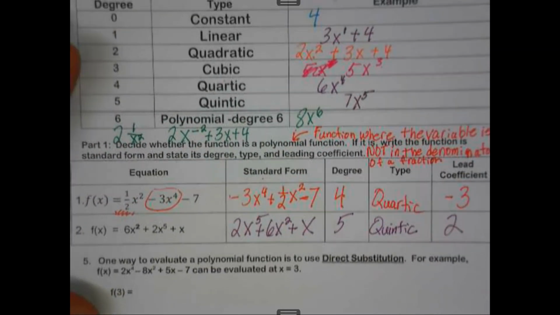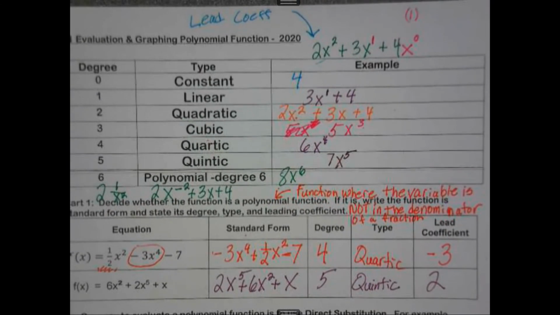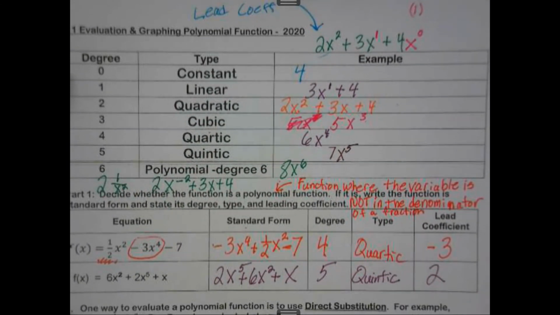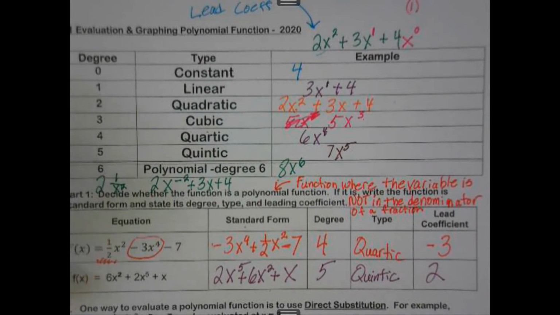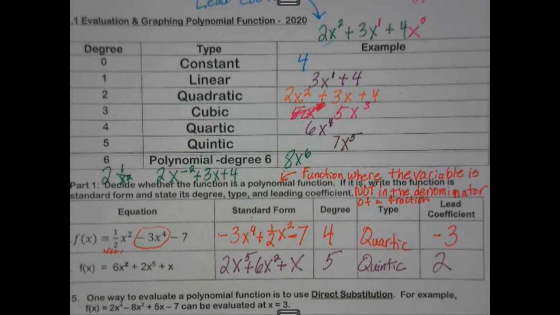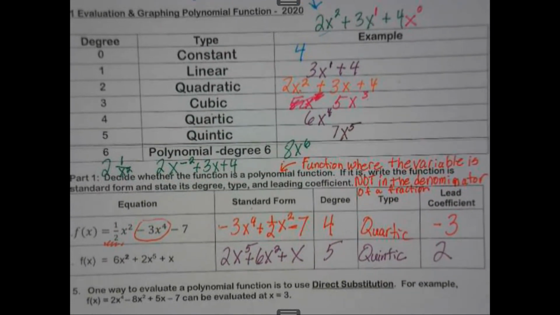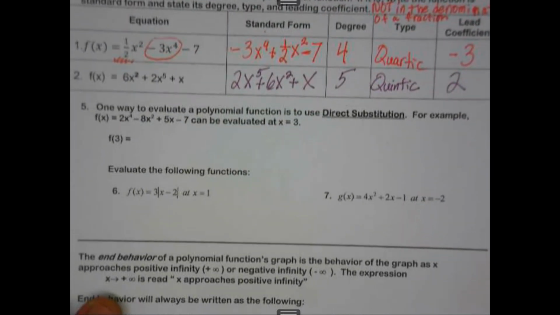And that's it for the definition of polynomials and the types: standard form, types, leading coefficients, what is the definition. So we're good. Let's go on to the next part, evaluating polynomial functions.